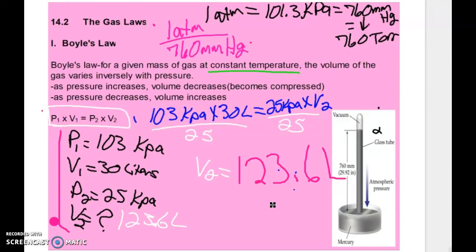Always evaluate your answer. Does that make sense? Remember that volume and pressure are inversely proportional. If pressure 1 was 103 kilopascals, pressure 2 is much lower, so my pressure went down, and my volume should increase, and it did. So that seems very reasonable. That's just a quick example of Boyle's law.